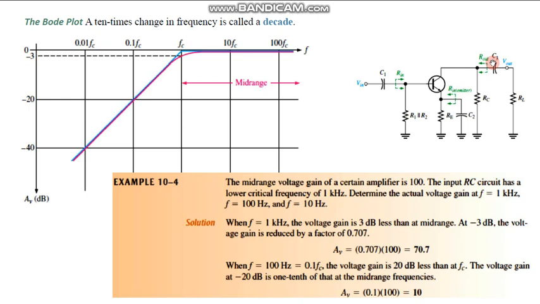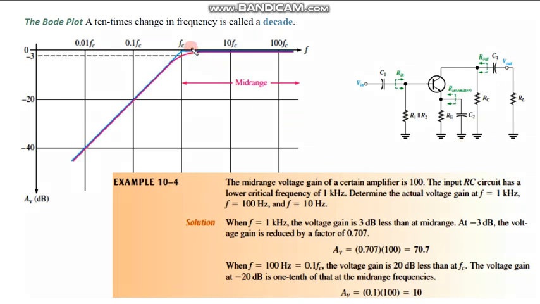Okay, now let's do a quick example, taken again from Floyd's book, 10.4. It says the mid-range voltage gain of a certain amplifier is 100. So it means that the mid-range gain is the maximum or unaffected gain of the amplifier.